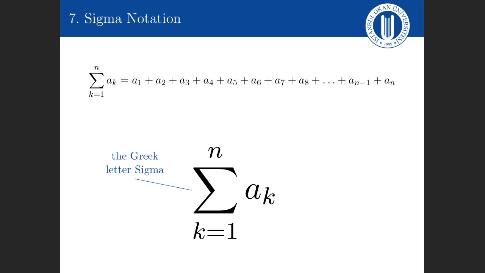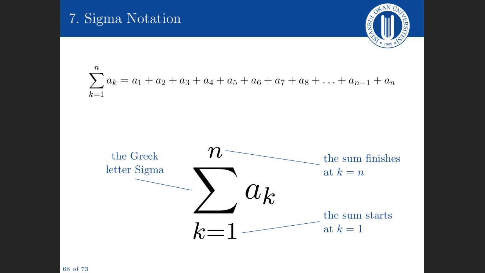In this notation, this symbol is the Greek letter capital sigma. K equal to 1 at the bottom says the sum starts at A1, and the n on the top says the sum stops when k is equal to n. We stop at An.